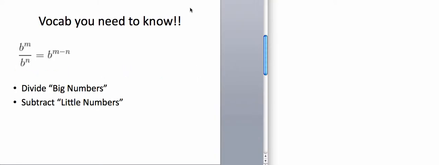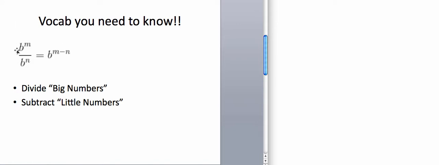We're talking about division property of exponents. We've already talked about multiplication properties of exponents. Now we're going to do division. Division is basically just the opposite of what it was with multiplication. With multiplication, we multiplied the big numbers and then added the little ones. Now with division, we're dividing the big numbers and subtracting the little ones.